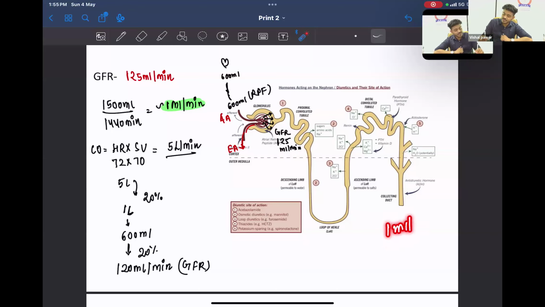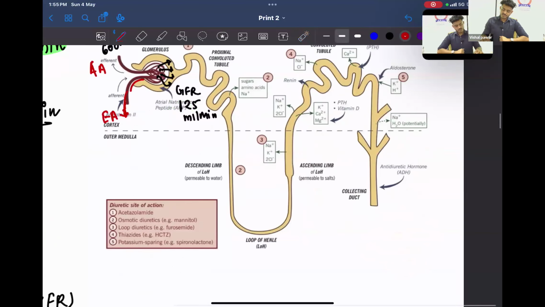So I know 1 ml urine will be formed per minute. And this urine will be stored where? In the bladder. And this is how you are urinating 400, 500 ml of urine. This is what we are having basically. This is the basic funda, right? So now what is going to happen?